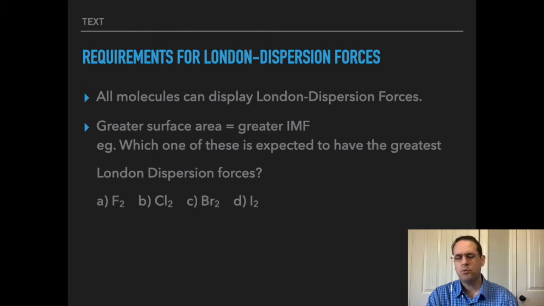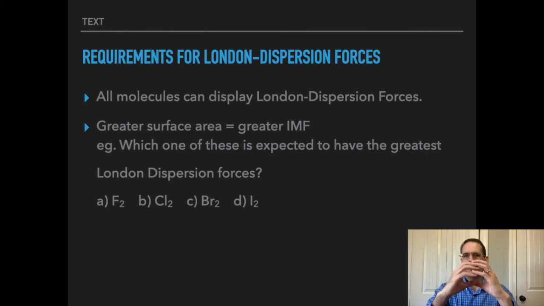Our next problem says, which one of these is expected to have the greatest London dispersion forces? And we look at F2, Cl2, Br2, I2. These are all diatomic. So what do we do here? We want to think about surface area, which scales with size, and we want to think about the atoms in the periodic table. As you move down the periodic table, atoms become larger in size.